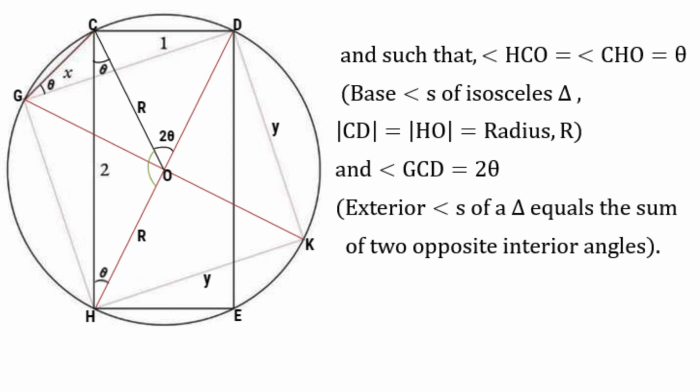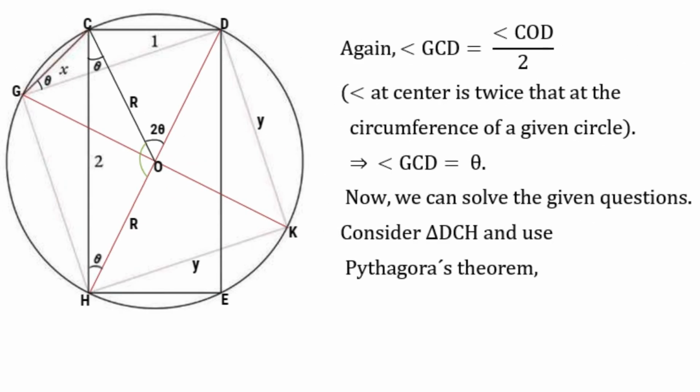Line CD equals line HO, which equals the radius R, and angle GCD equals 2 times angle theta. Exterior angle of a triangle equals the sum of 2 opposite interior angles. Again, angle GCD equals angle COD divided by 2. Angle at the center is twice that at the circumference of a given circle. This implies that angle C precisely equals angle theta.